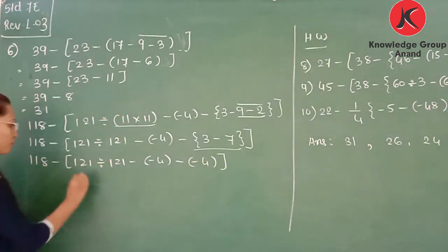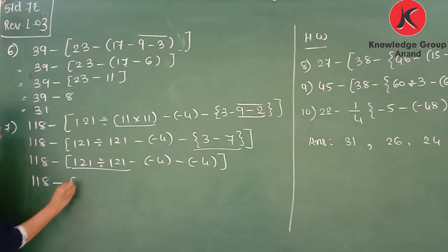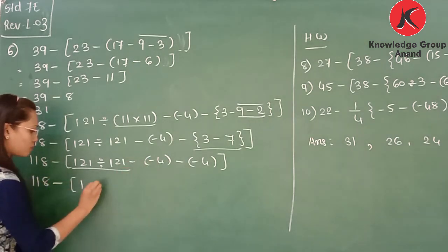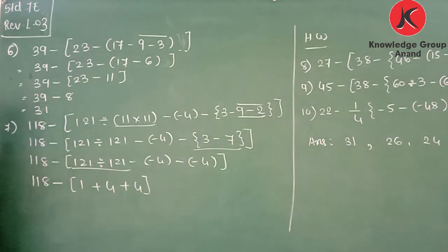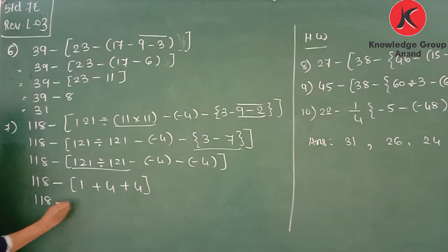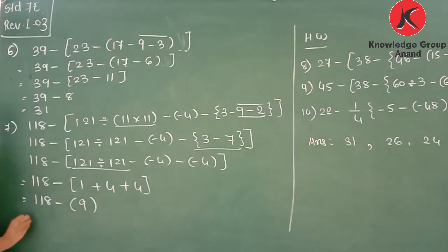Now perform the division first. That is 1, minus, plus 4, minus, plus 4. 118 minus 4 plus 4, 8 plus 1, 9. Now 118 minus 9 is 109.